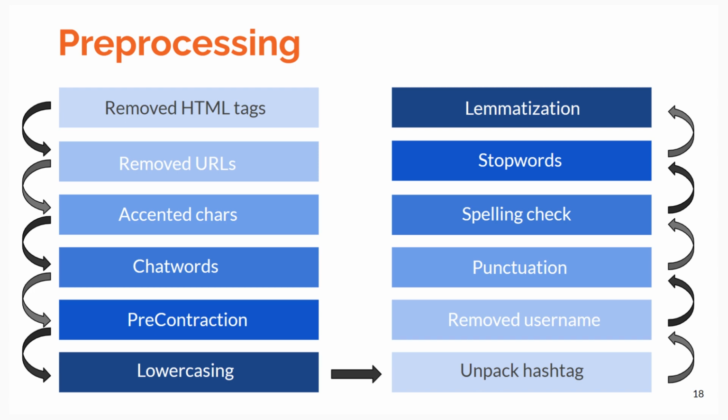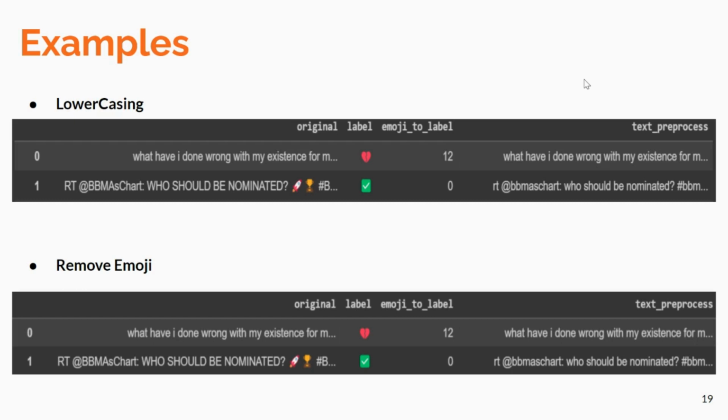After that, we performed more pre-processing steps like unpacking hashtags, removing usernames, removing punctuations, and correcting spellings. Then we removed stop words. These are the words which are insignificant to the context of the input. At the end, we performed lemmatization. Now, let us see some examples of pre-processing from the real data.